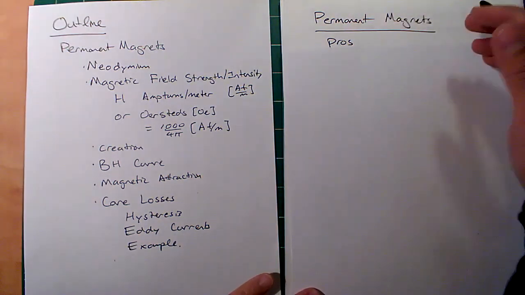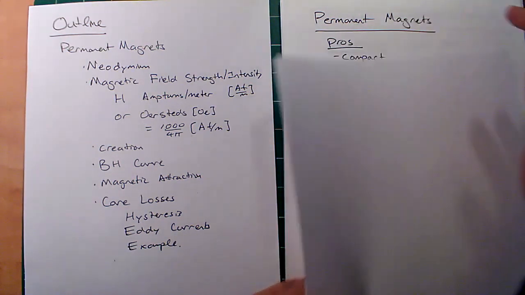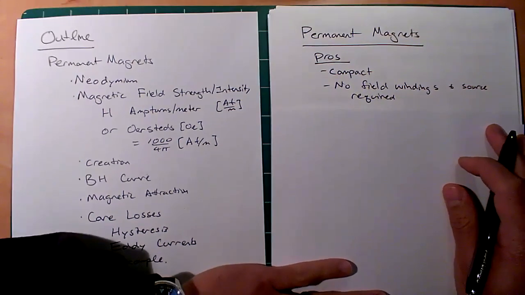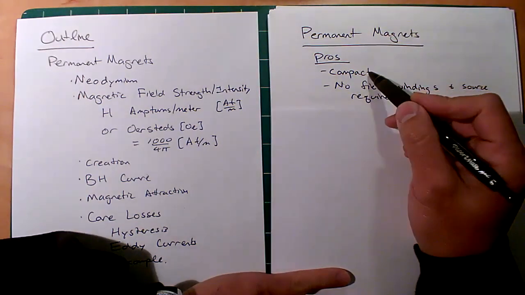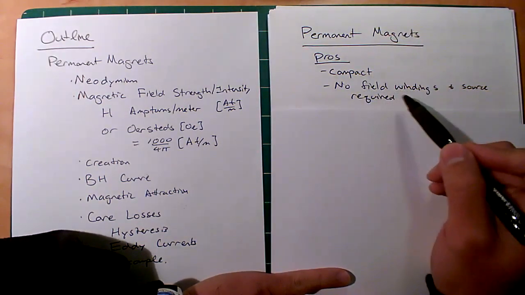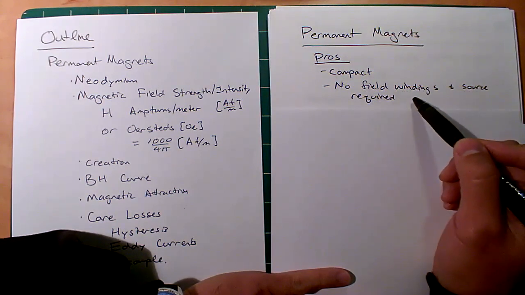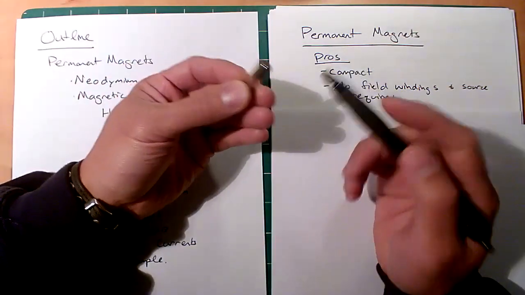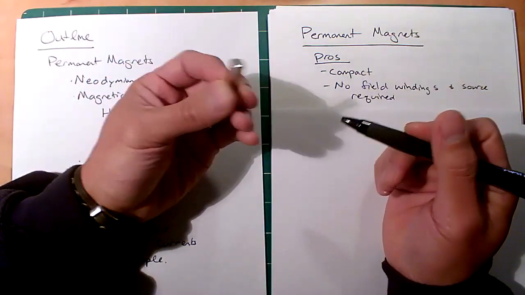So let's look at permanent magnets. What's a big pro of having a permanent magnet, for example, in your motor or generator? Well, one is that it's compact, and you don't need any extra field windings or an extra source to power it up, right? The magnetic field is inherently created in the material itself, so kind of cool.